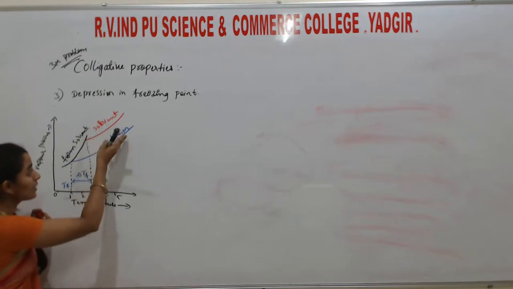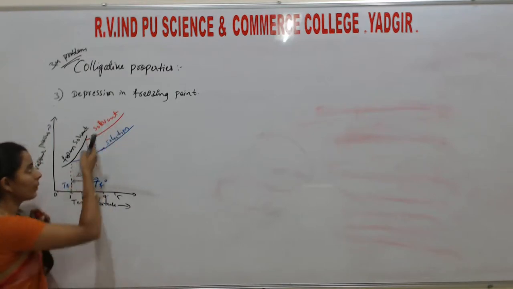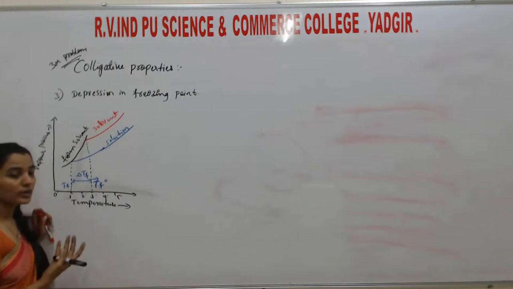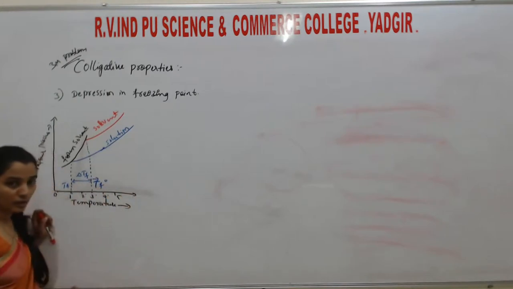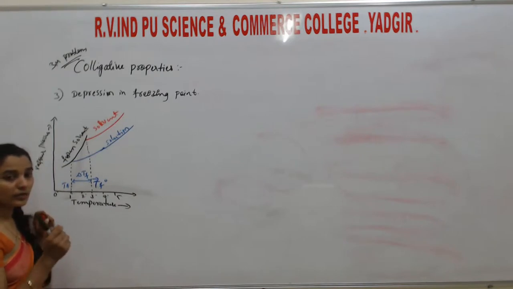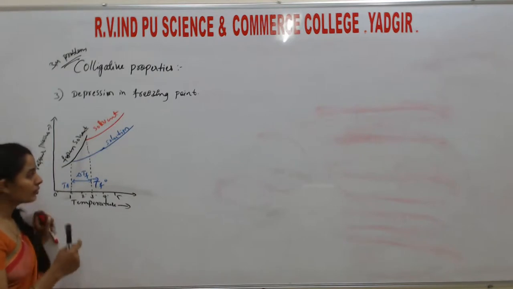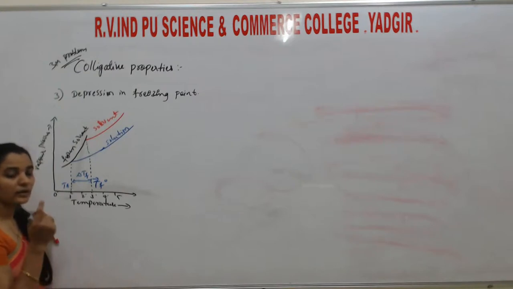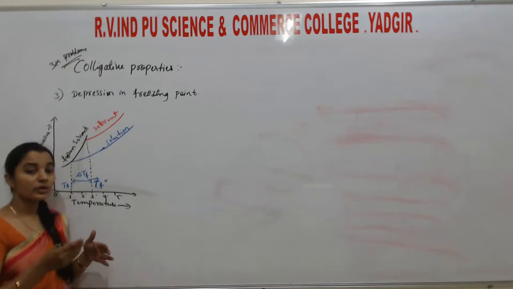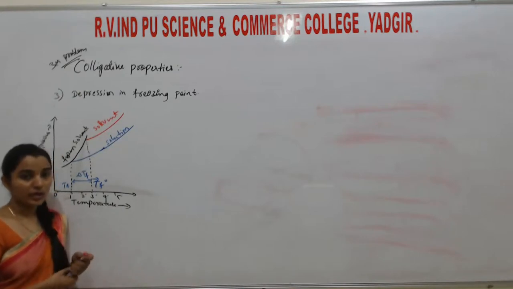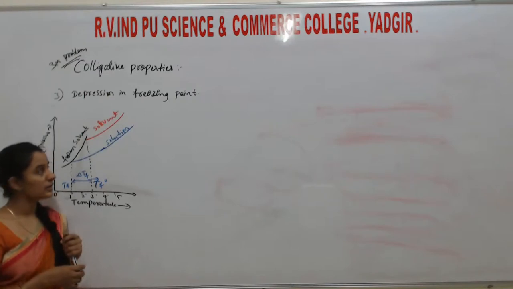So here the solution freezes earlier compared to the solvent. Why? What is the reason? As I told you, if you consider distilled water as well as salt water, distilled water freezes late. It takes more time to freeze, and the salt water freezes early. Because, students, in the salt water, solute is also there, solvent is also there. The one which freezes is the solvent.